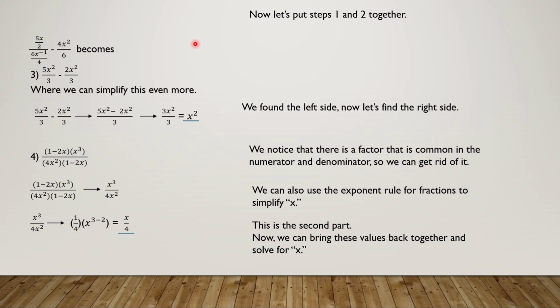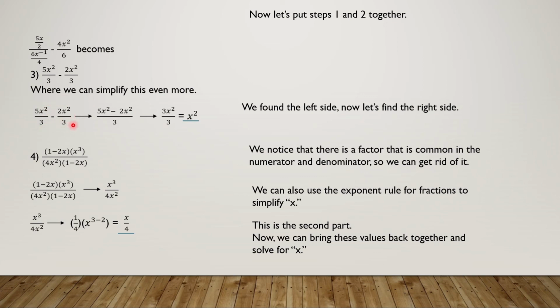And then what we would do to finish the left side is now put these two sub-answers together. Well, we have 5x squared over 3 minus 2x squared over 3. What we see here is that the denominators are both the same. So what we can do is just subtract both of the numerators. And that's just as simple as it could get here.